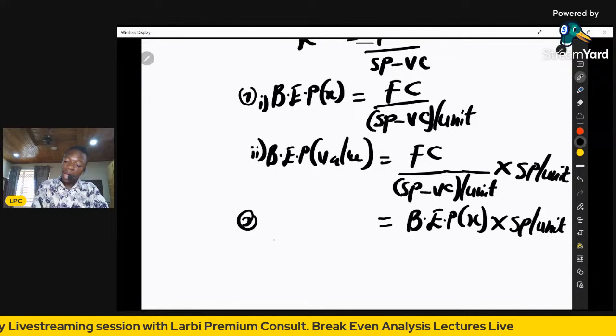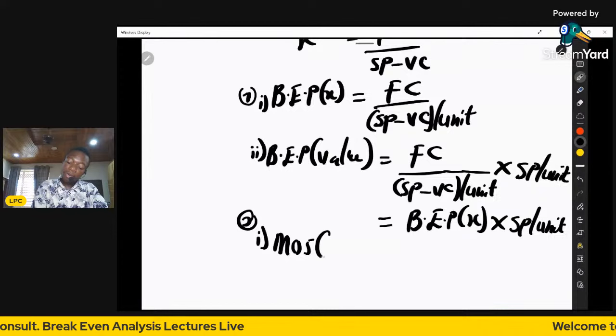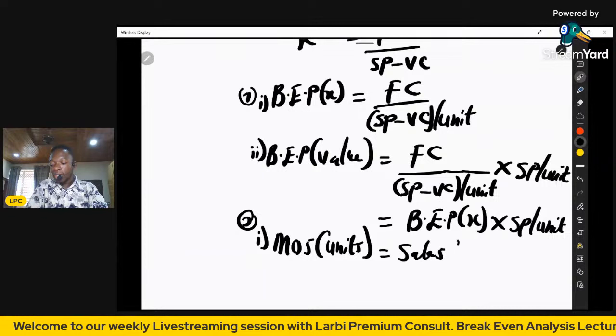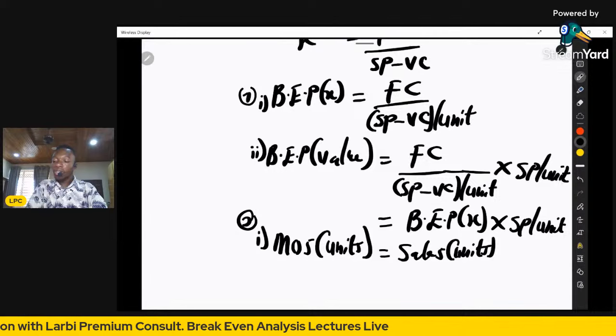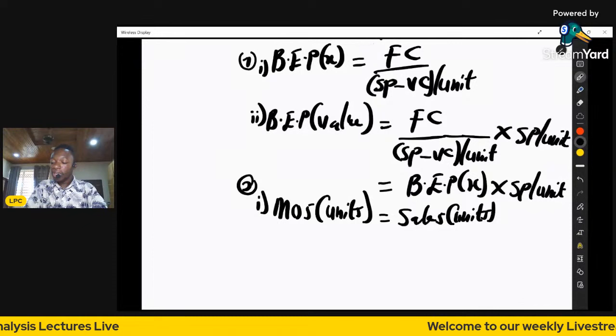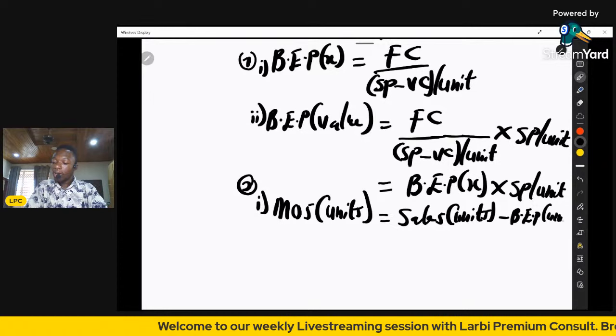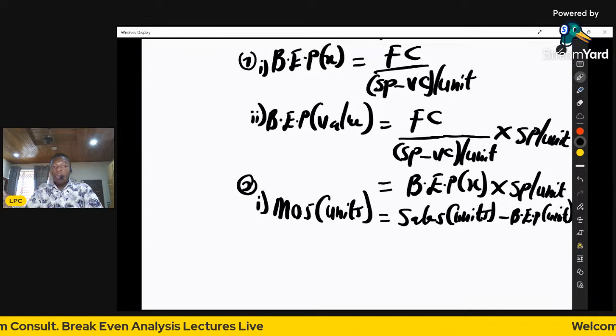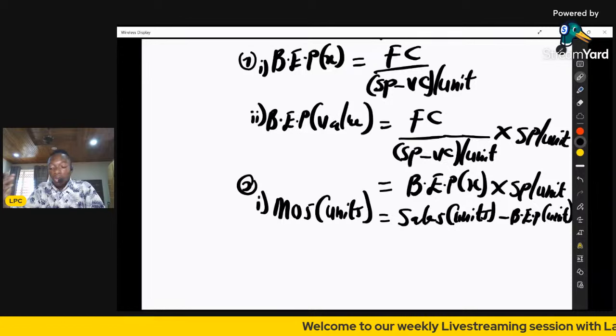Now formula two, I. We have margin of safety, which we call MOS in terms of units. It should be equal to the difference between the level of sales, so here, sales in units. In that case, you'll be given the sales in units for you to compute your margin of safety. So we have sales in units minus the break-even point in units. You always compare sales in units to the break-even point, by subtracting the break-even point in units from the sales in units. Most of the time you also see it as volume of sales. Just compare the two and you get your margin of safety in terms of units.